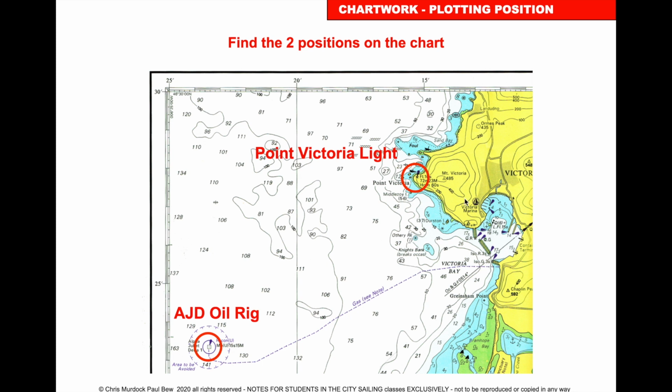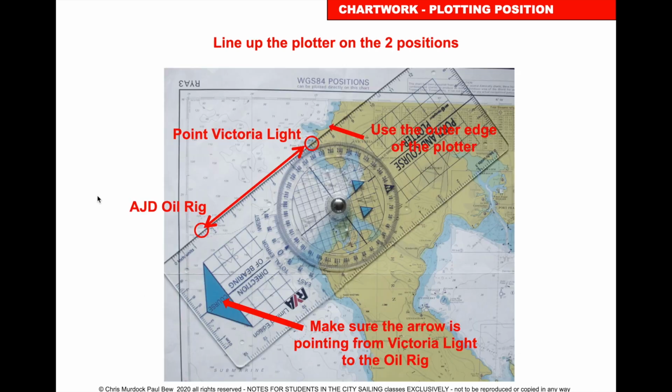So here we go on the chart, easier to see. Point Victoria Light, it's in the middle of the star, and the position of the oil rig is the dot in the middle. So we need to measure the distance and the angle between the two. So it's from the light towards the oil rig. So we'll get our plotter. We lay the edge of the plotter on the lighthouse at Point Victoria Light and on the oil rig, and make sure that it is lined up carefully and correctly. It's easier to stand up and look straight down.